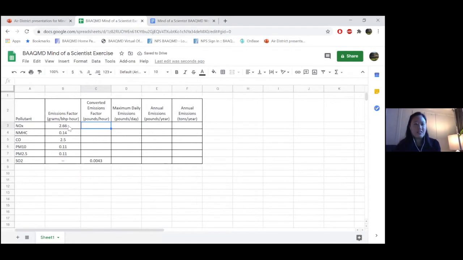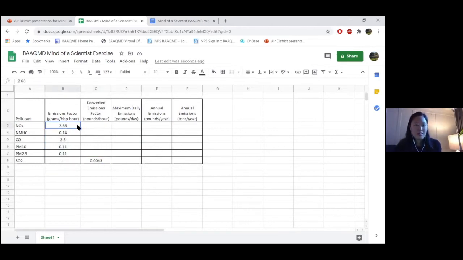And so these are the emission factors, and these are based on EPA certified values. And so the EPA is the Environmental Protection Agency of the United States, and it's the federal government environmental agency. So for different engines and different models, they have specific emission factors that you can look up on their website. And so these are the emission factors for this particular engine that we're looking at.